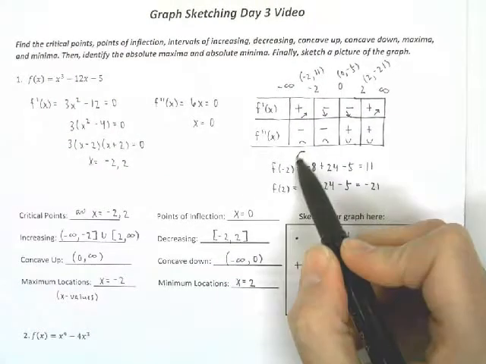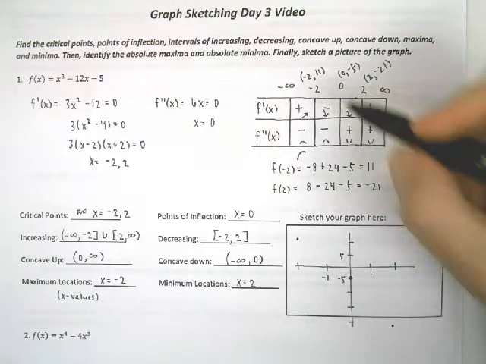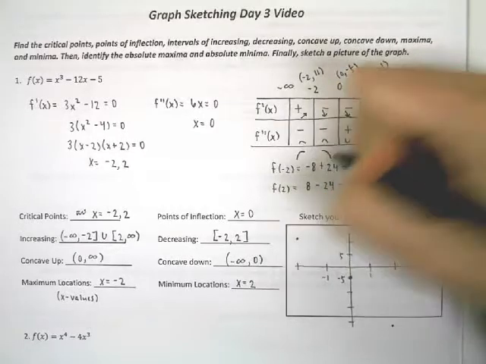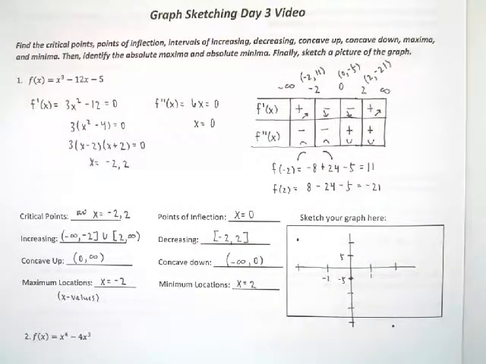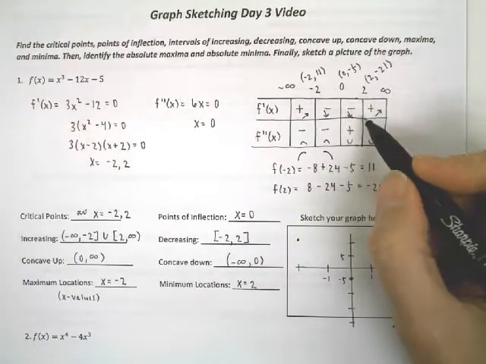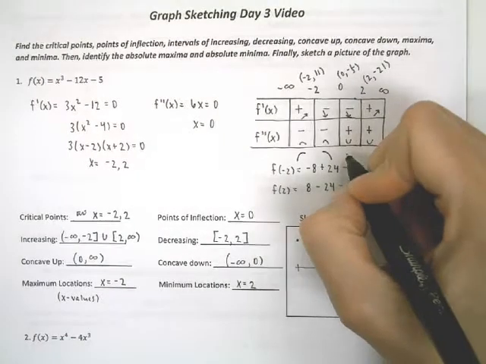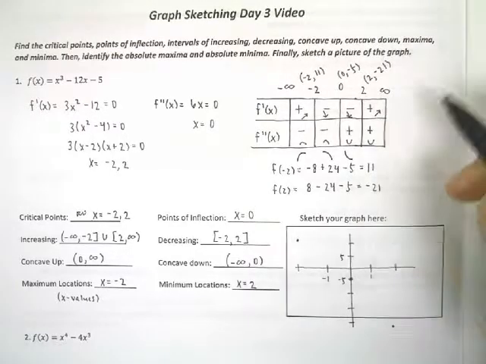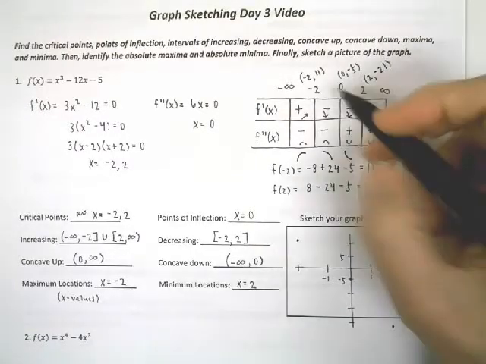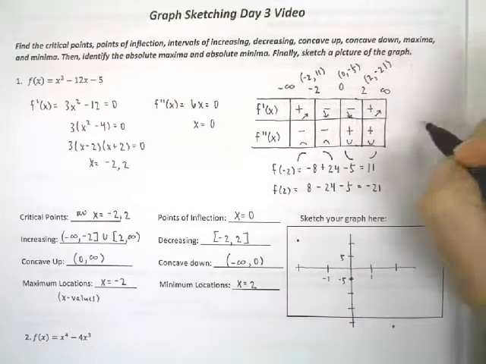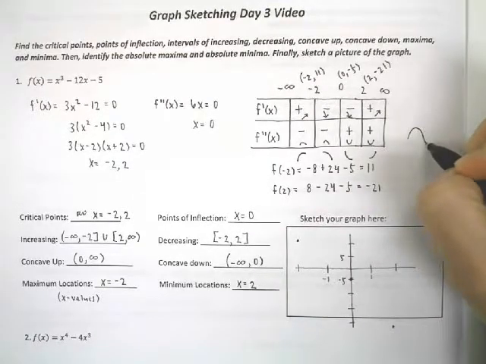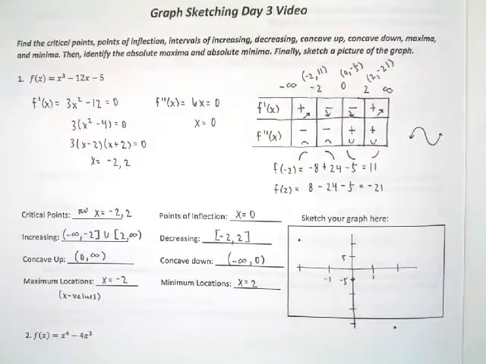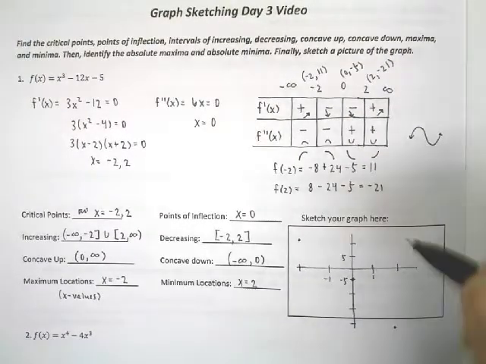F is increasing, but it's also concave down. Now from -2 to 0, it's decreasing and concave down. So now it looks something like this. From 0 to 2, I'm still decreasing, but I turned to concave up. So it's going to look something like that. And then last, I'm concave up and increasing, so it looks like this. So it looks like I'm putting together something like this. So now I just have to fit that same behavior to my points here.